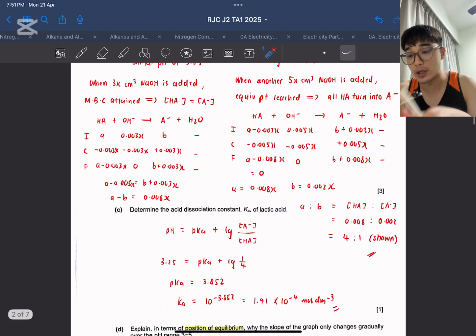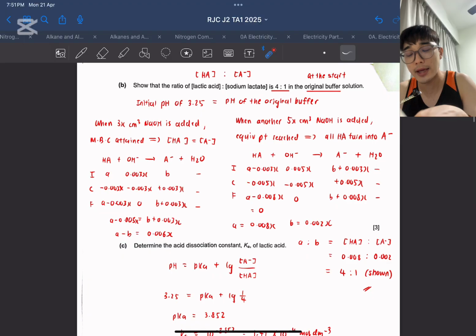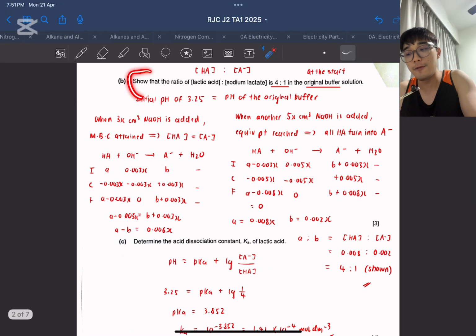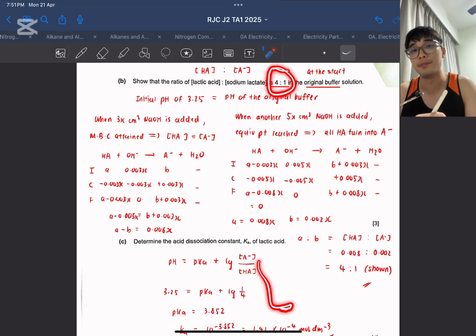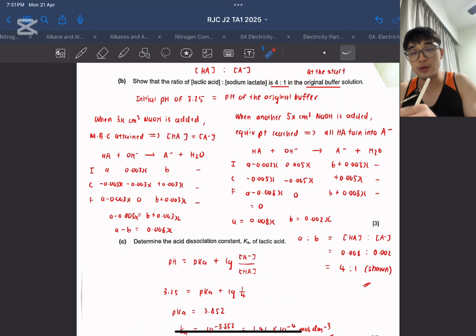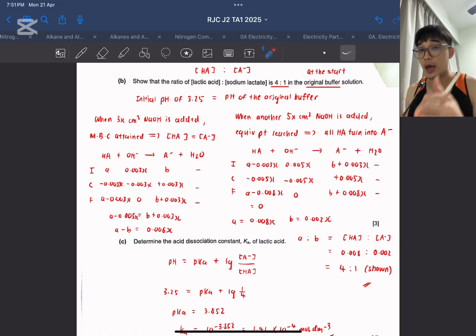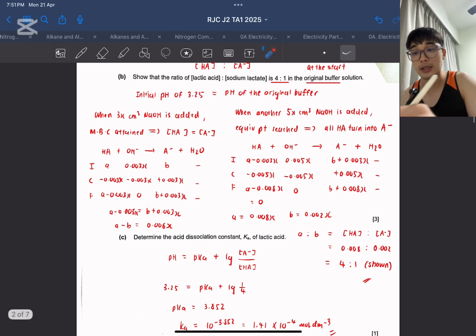Let's look at part C. Determine the acid dissociation constant. Now, in an exam scenario, when they give you the answer to a question, basically they say show that something is 4:1, you can actually use this to move on to the next few parts so that you can at least still solve for them. Difficult questions, they usually like to put as a show question so that you can move on. So we know that the acid and the conjugate base exist in a 4:1 ratio.